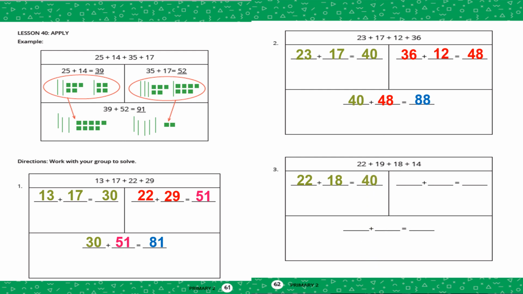Then we will put two numbers together. 19 plus 14. 9 plus 4, after 9: 10, 11, 12, 13. We will put 3 and carry up 1 in tens. 1 plus 1 equals 2. 2 plus 1 equals 3. 33. Finally, we will put 40 plus 33.